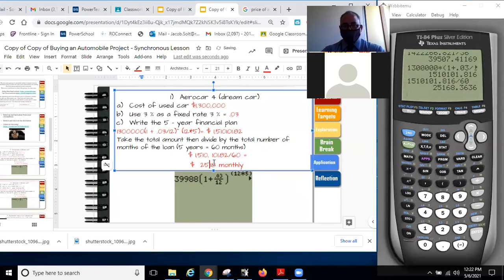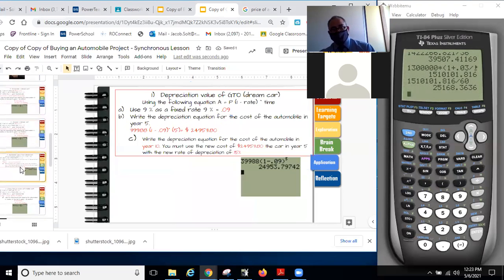Ooh, still a bit beyond my budget per month. All right, so there is my monthly payment there. I am set on the monthly payment. Now I'm going to move over to depreciation. Now I'm going to see how my Aero car is going to lose money over time. This is always a very sad thing.